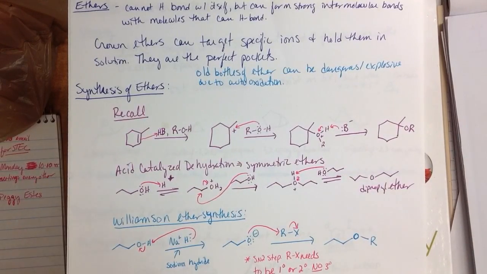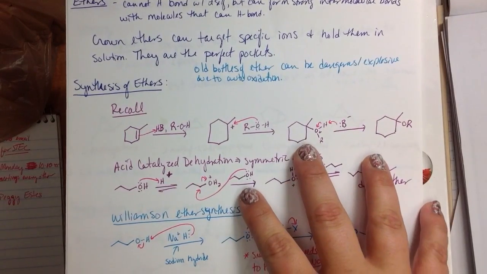The other interesting thing about ethers is that over time they can go through what's called an auto-oxidation, and that can be quite dangerous or explosive. So we have to really watch out for old bottles of ether that sit around. Even an old bottle is not going to have very much of it in there, but it only takes a little bit because the oxidative properties there could be very intense, shall we say.